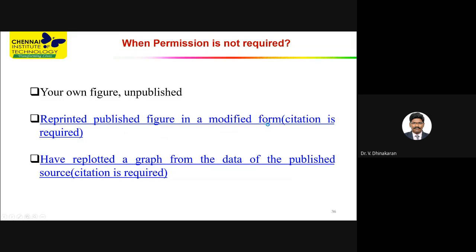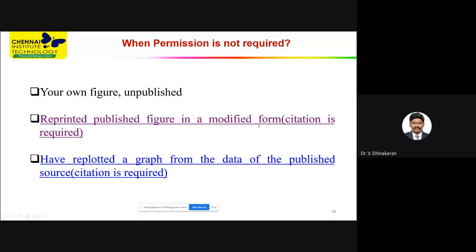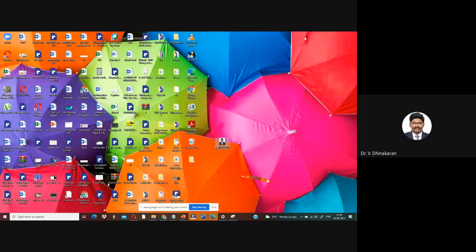But if you are reprinting a published figure in a modified form, you do not need to get permission. Let me show you how this will be. And if you want to replot the graph of the data supplied from a published source, then citation is not required. I will show these things.